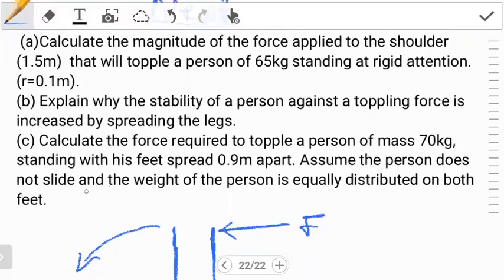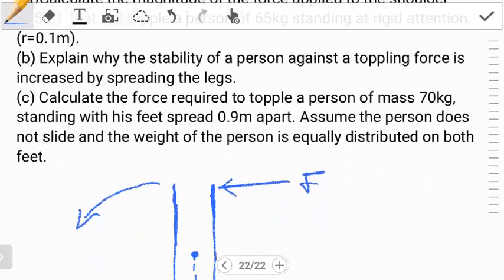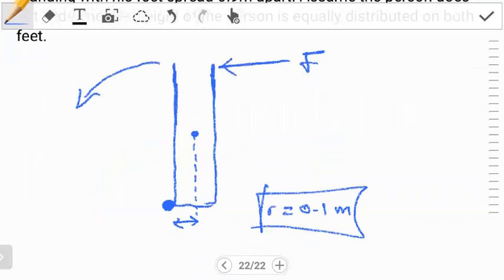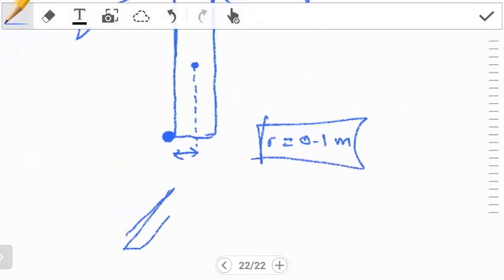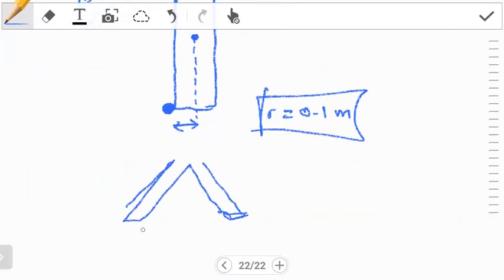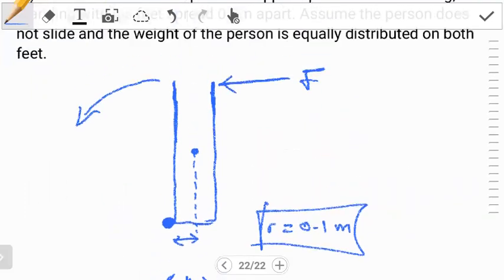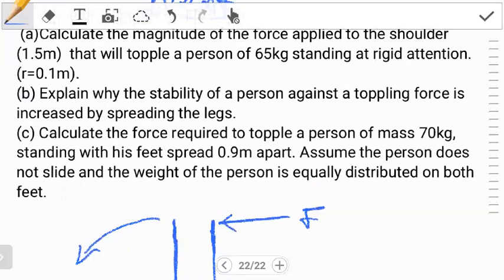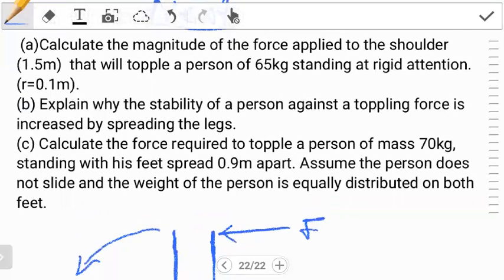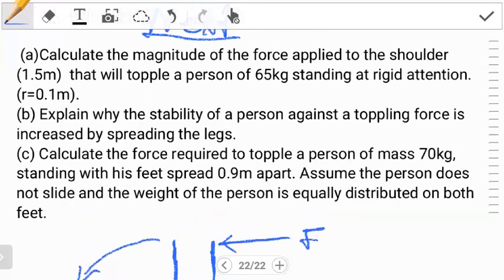And then the third one now is to perform a calculation. Say the person spreads their feet 0.9 meters apart. So if you spread your feet so that one is somewhere here, and the other one somewhere there, the distance between them is 0.9 meters. So you should be able to see what the radius is in this case, and then try to work out the same problem now and see what you find. Okay, so I'll leave you guys with this question. Try it out. We're going to work it out in the next video.